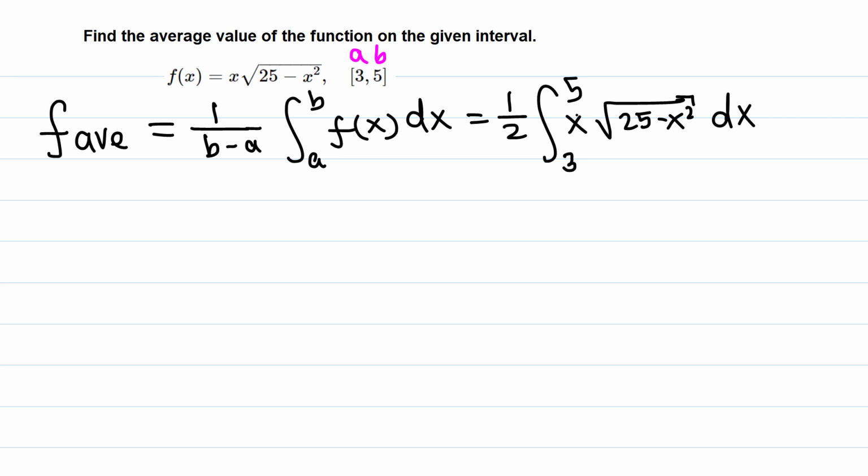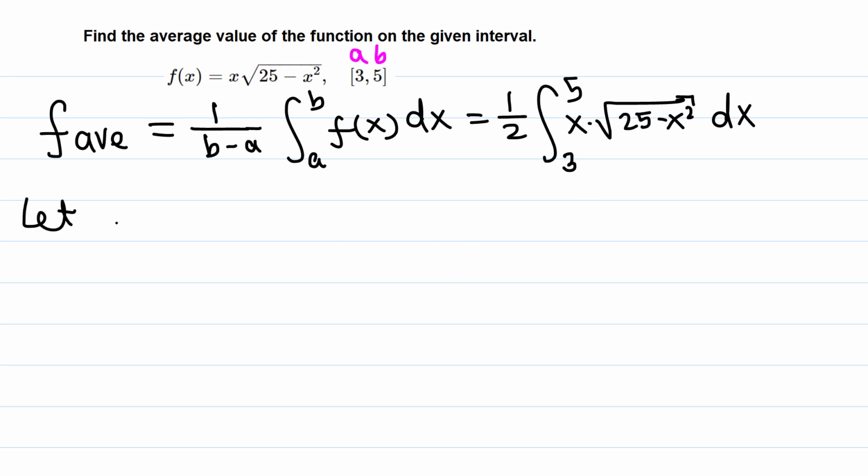Okay, we cannot multiply x inside, or get rid of this square root. So we have a product here, and to evaluate this we can use u-substitution. If that does not work, then we need to go for integration by parts. But look at the inside function, 25 minus x squared. Its derivative is negative 2x. We have x outside, and the negative 2 can be managed. So this can be evaluated using u-substitution.